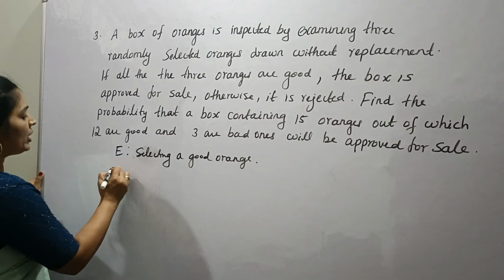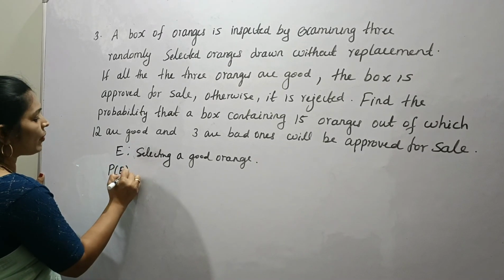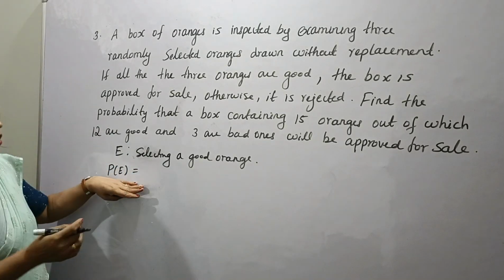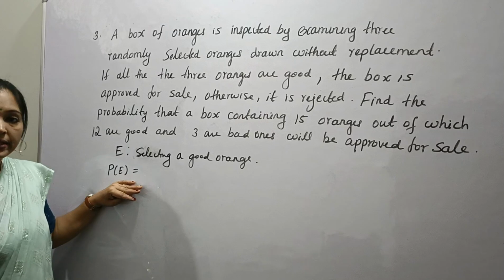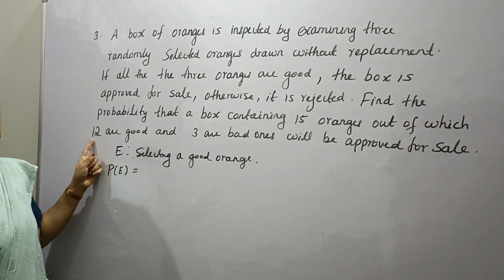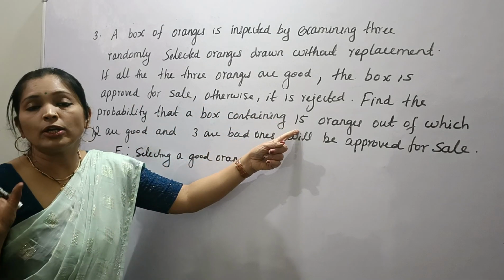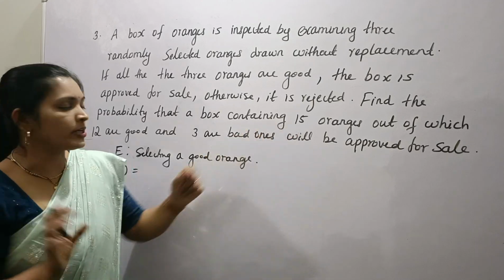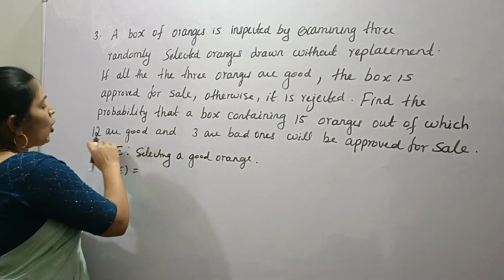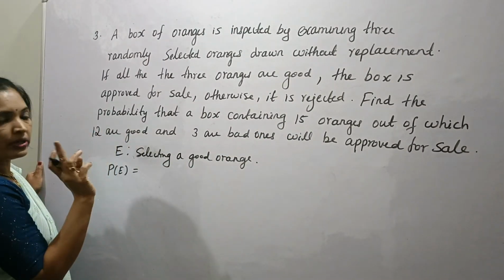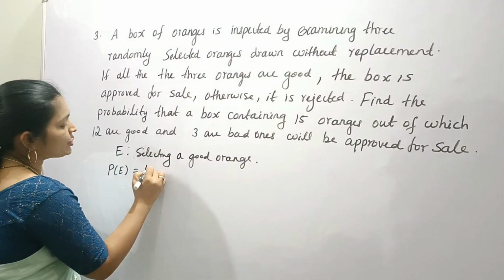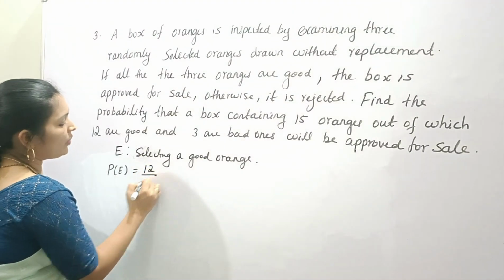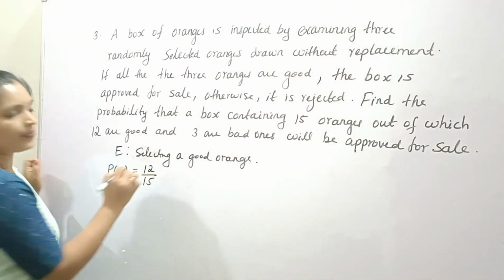Now what is the probability of E? See, how many total oranges are there? Total oranges: 15, there are 15 oranges in total, right? And how many good oranges? 12, right? So therefore, the probability of E is equal to 12 divided by 15.